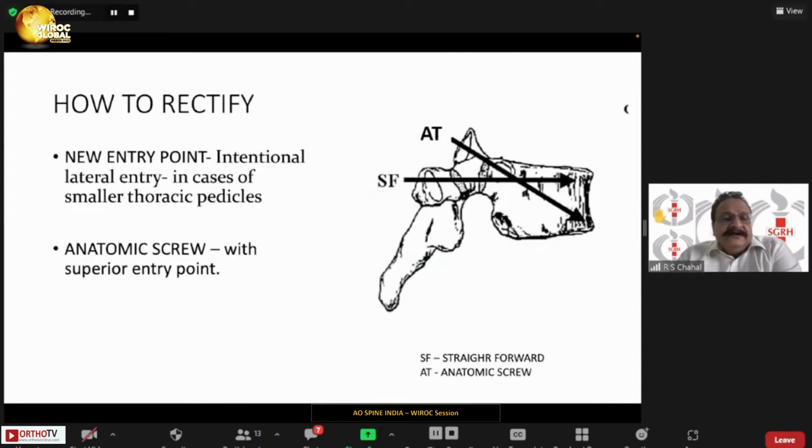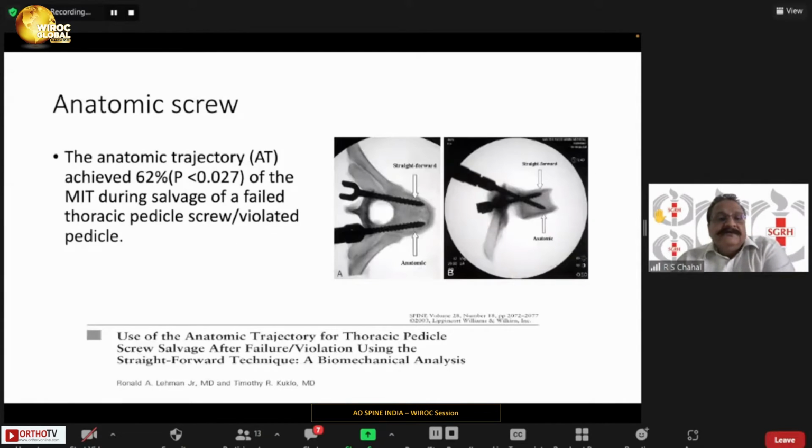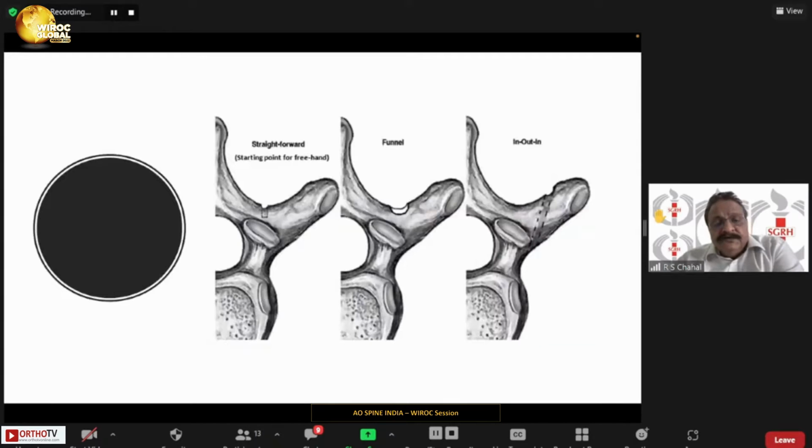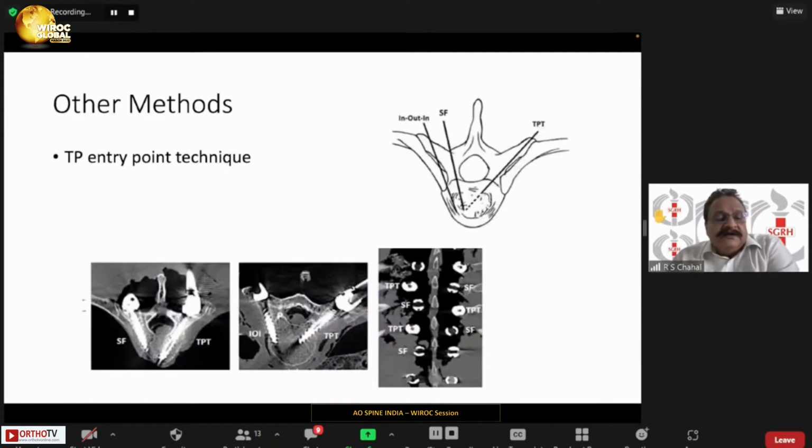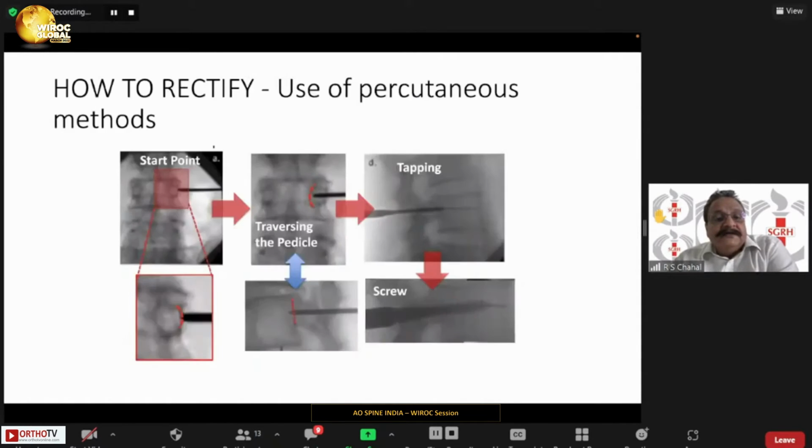And how to rectify? A new entry point, an intentional lateral entry point, or an anatomical screw with the superior entry point may be a salvage procedure. The anatomical trajectory is achieved with 62% of the maximum insertion torque you can get in a failed screw. So that's a good technique. You look at the straightforward free technique, or funnel technique, or in and out. So with any violation, you can change from one technique to another. Even a transverse process entry point can be used as a salvage method.